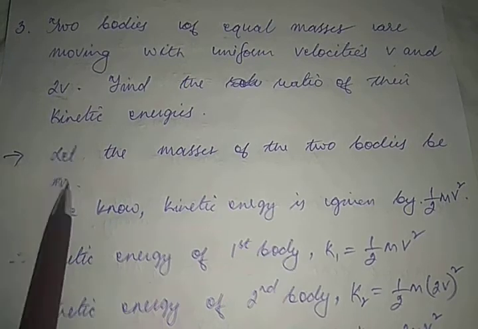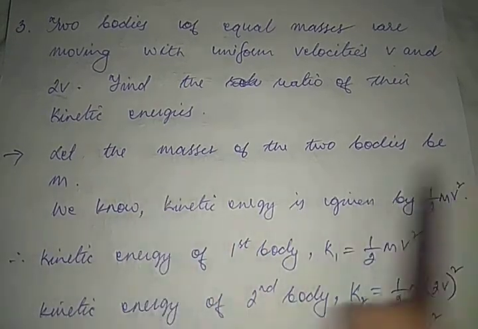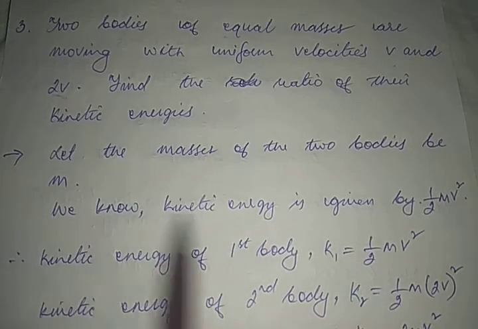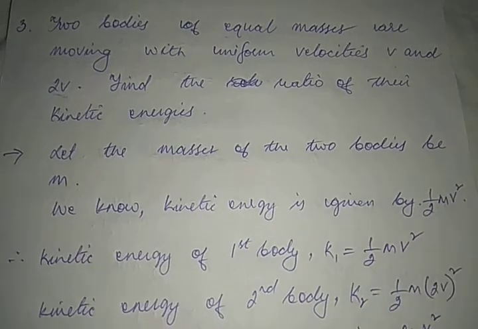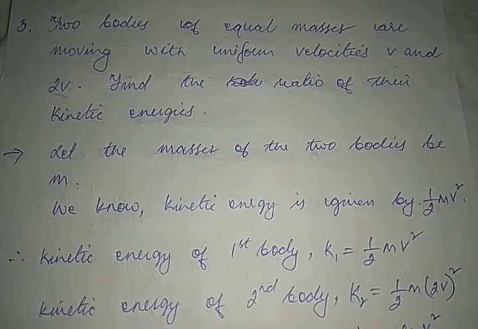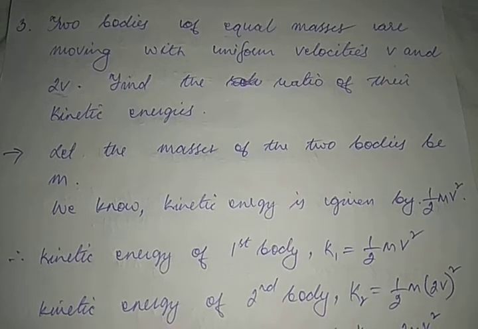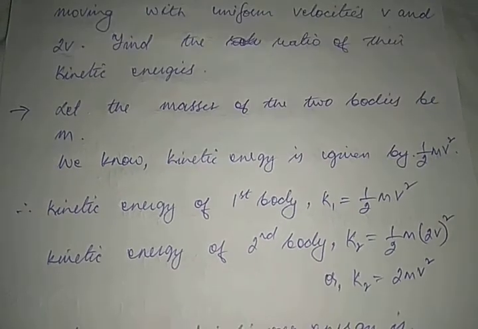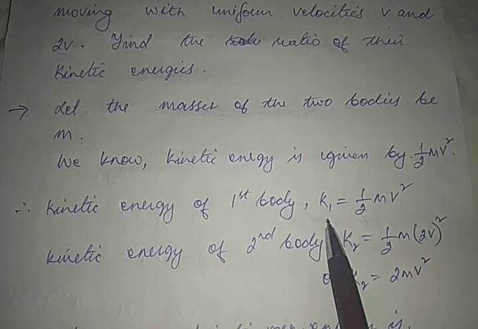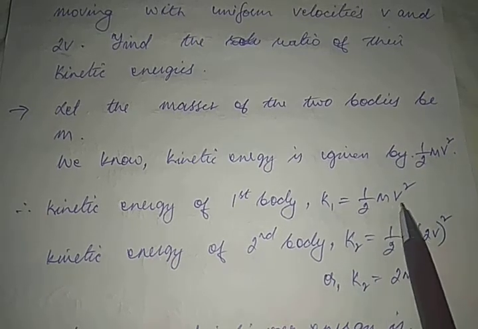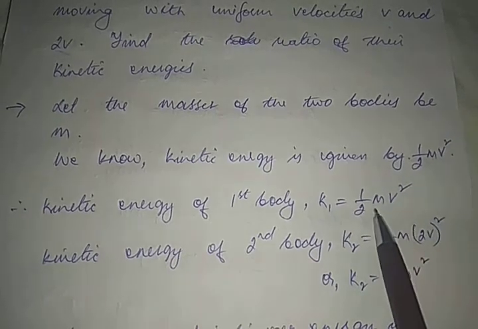So what we are supposing is, let the masses of the two bodies be m, and we know kinetic energy is given by half mv squared. Kinetic energy, remember, is given by half mv squared. Potential energy is given by mgh. So therefore kinetic energy of the first body, we are calling it k1, is half mv squared, since the velocity of the first body is v and its mass is m.